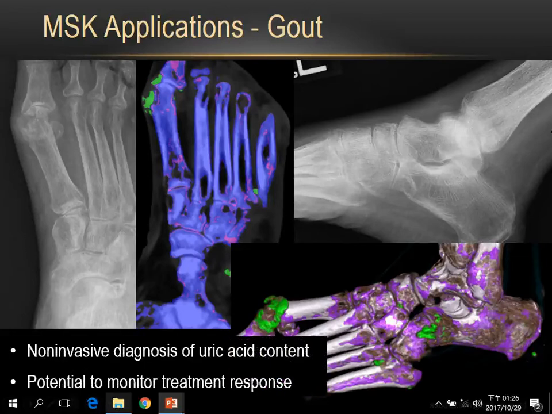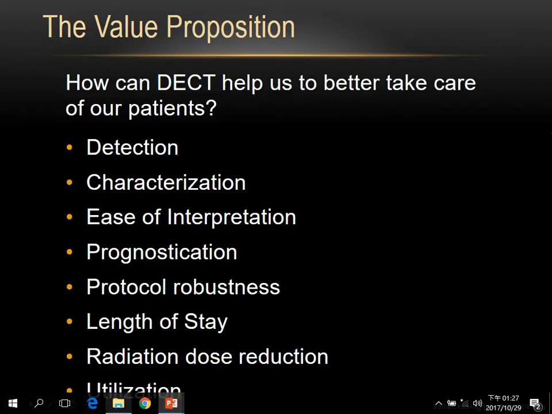Our rheumatologists love this for non-invasive diagnosis of uric acid in place of joint aspiration, and also for monitoring treatment response after therapy. You can see the volume of these tophi decrease over time. So now that I've gone through the technique, I see I'm running out of time, but I'm very quickly going to go through some of the ways in which I think dual energy CT can be helpful.